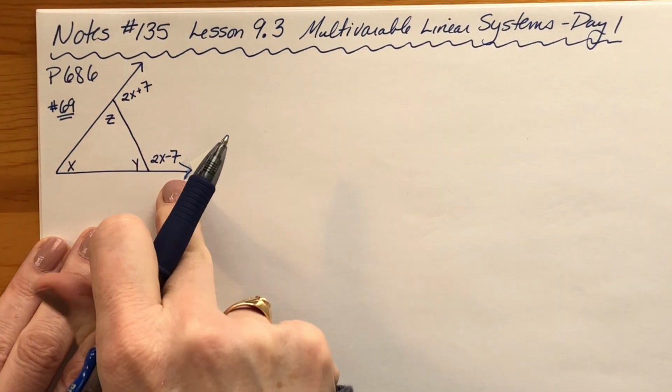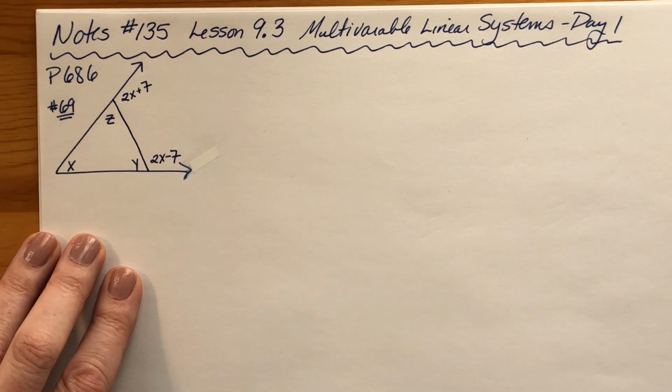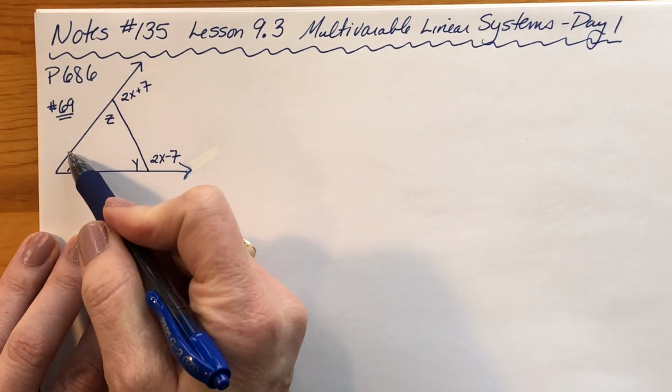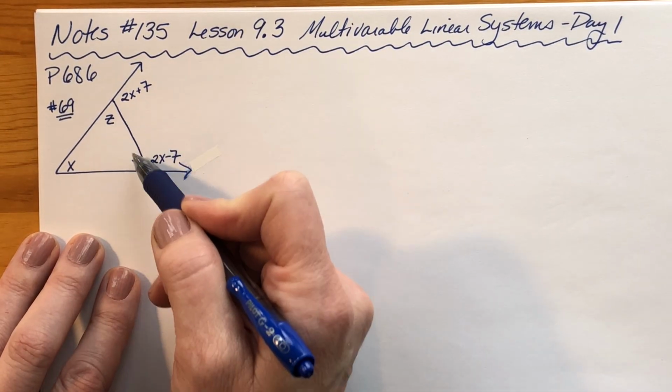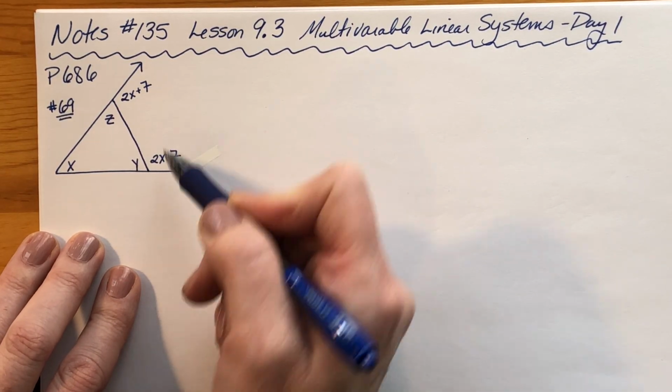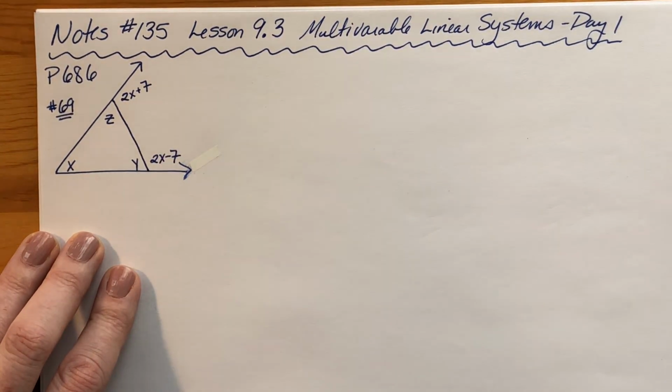So I'm staring at this problem. It's a triangle. There are some markings in your textbook, but I do not want you to think those markings are because of equivalent angle measures. Those markings are only just to show you which angles they are. So clearly this is angle x, this is angle z, this angle is y, this angle here is 2x minus 7, and this angle here is 2x plus 7.